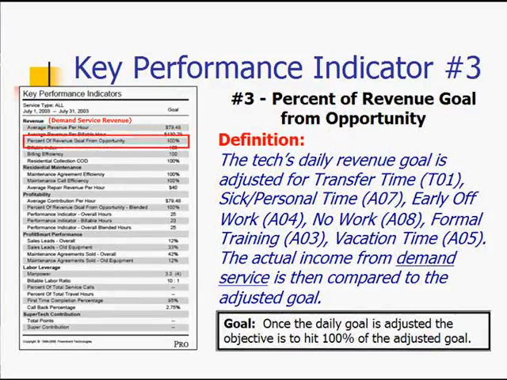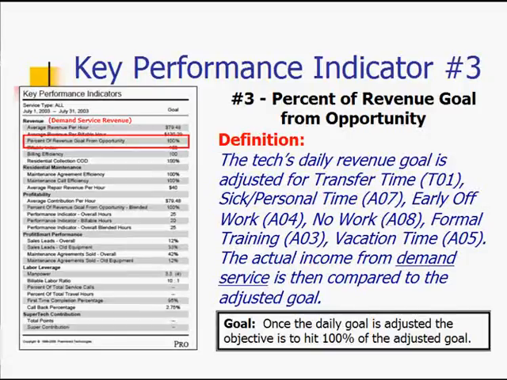Our third key performance indicator is what we call the percent of revenue goal from opportunity. The tech's daily revenue goal is adjusted for transfer time, sick and personal time, early off, no work, formal training, and vacation. So it's the actual income from demand service compared to the adjusted goal. Once that adjusted goal is set, our goal here is to hit it 100% of the time.